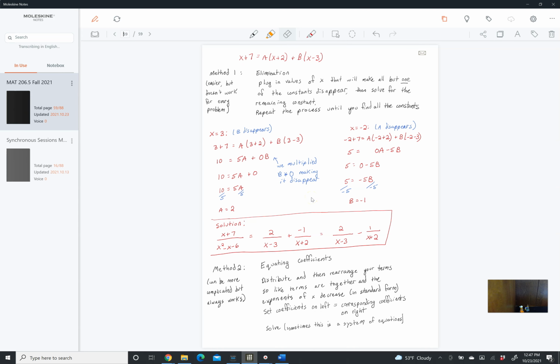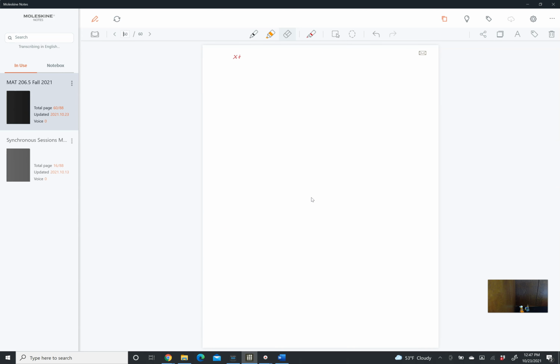So we have x plus 7 is equal to a times x plus 2 plus b times x minus 3. So remember what we said. The first thing that we do is we distribute. So we're going to distribute the a and we're going to distribute the b. So we get ax plus 2a plus bx minus 3b.